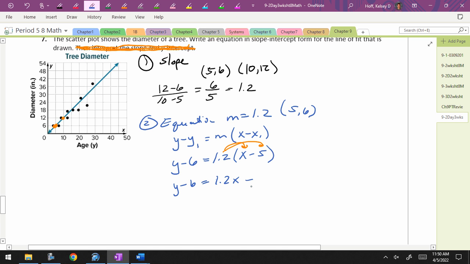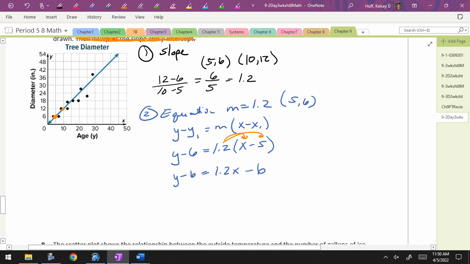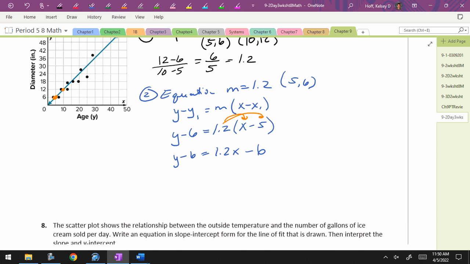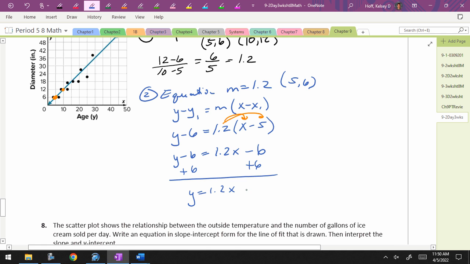What's my number there? It's 6 minus 6. Okay. My last step: add 6 to both sides. Y equals 1.2x. Technically, what is that? 0, right? Do you have to write plus 0? Could you write plus 0?